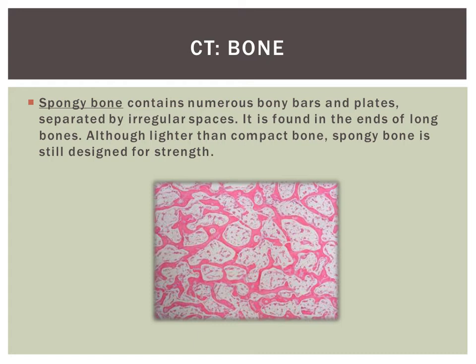Spongy bone is the other type of bone. This contains a lot more space in it than the compact bone did. It is found in the ends of the long bones. It helps to lighten the skeletal system. And although it is light, it is still designed for strength, so it's still very strong. It just has more space in it.